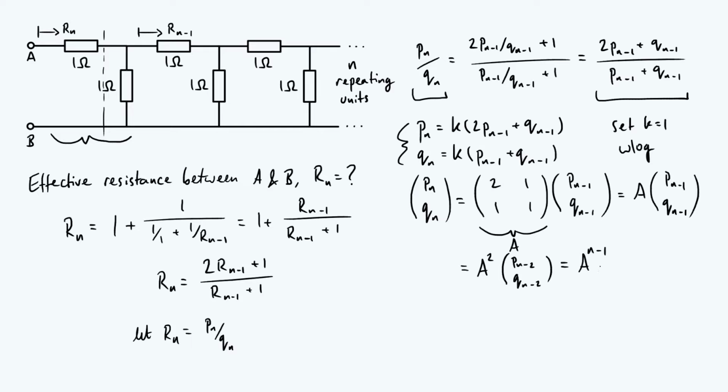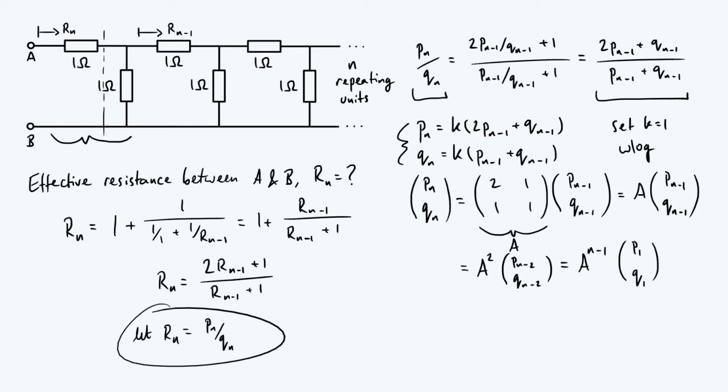So you're going to have A to the power of n minus 1 times P1 and Q1, which are the first terms in those two sequences. Now, do we know what P1 and Q1 are? Well, remember the definitions of P and Q were that you get the resistance of n repeating units by dividing Pn by Qn. So we need the resistance of just one repeating unit.